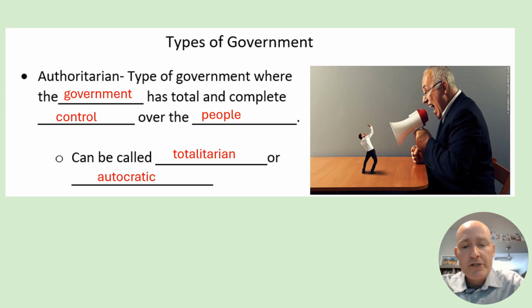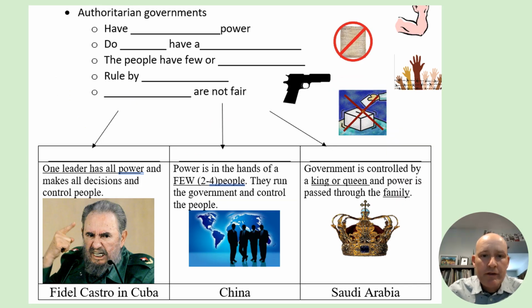All right, we're going to see what some other forms of authoritarian government across the world are, because there are other forms of authoritarian governments to this day. Okay, so an authoritarian government has absolute power, and they do not have a constitution. So their rights are not written down. So they're not subject to the laws that are written in a constitution.